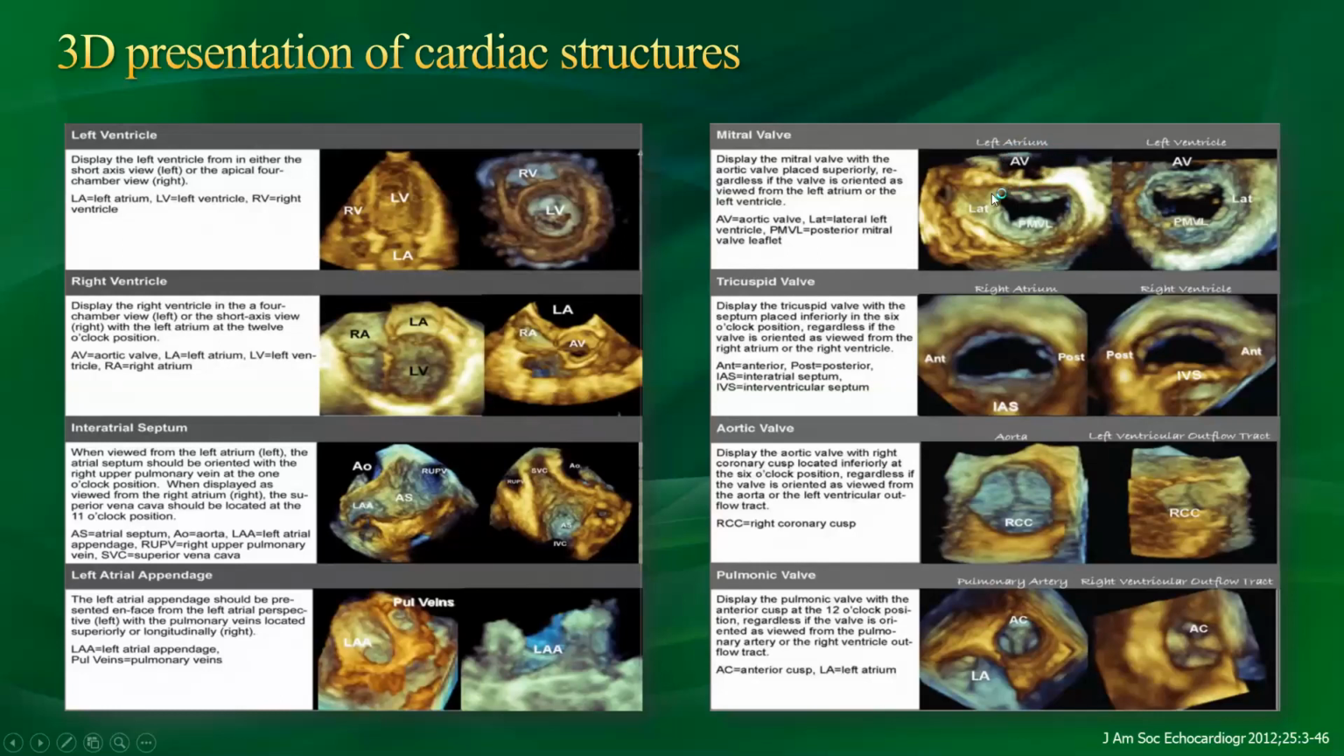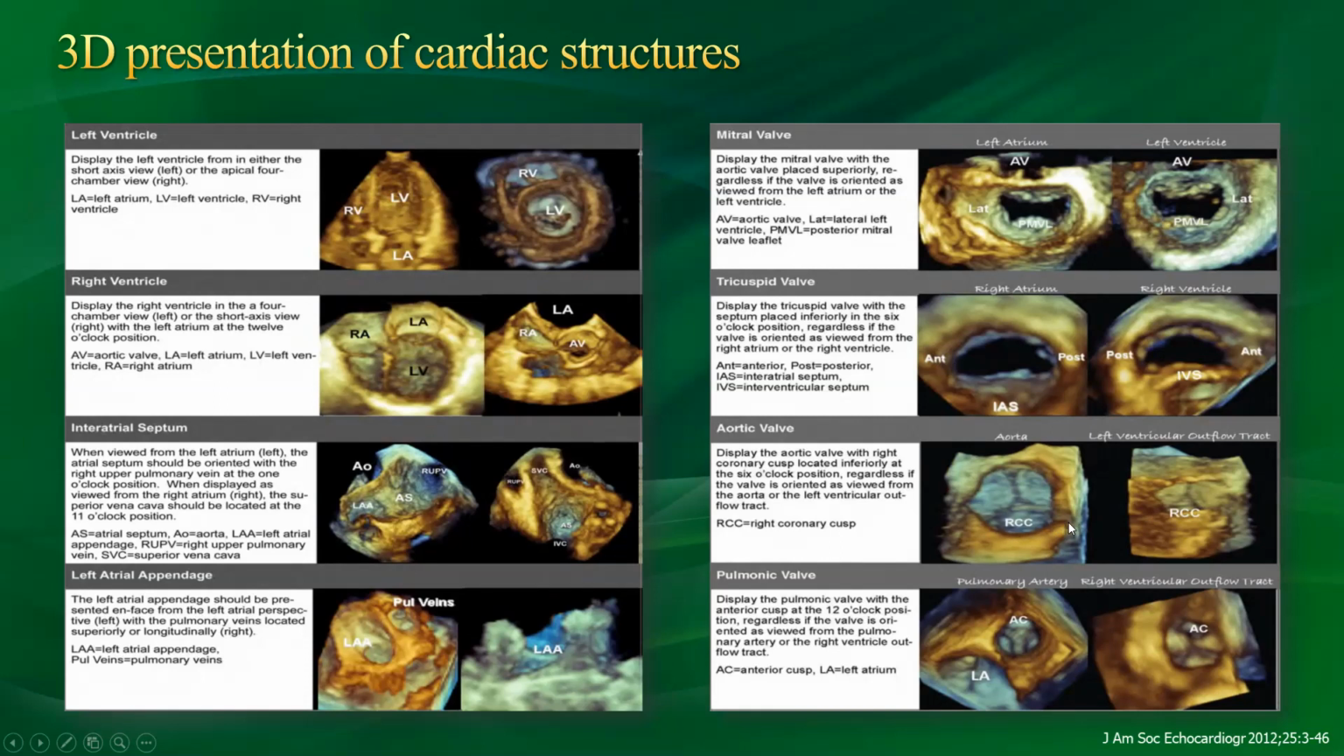The point I want to make sure you understand is that the landmark is very important. If I'm looking at the mitral valve, my landmark is the aortic valve. Whether I'm looking from the LA side or the LV side, the aortic valve will always be at 12 o'clock. For example, with the tricuspid valve, whether I'm looking from the right atrium or the right ventricle, the interventricular septum is always at the bottom, at 6 o'clock. Looking at the aortic valve, whether I'm looking from the aorta or the LVOT, the right coronary cusp will always be at 6 o'clock.